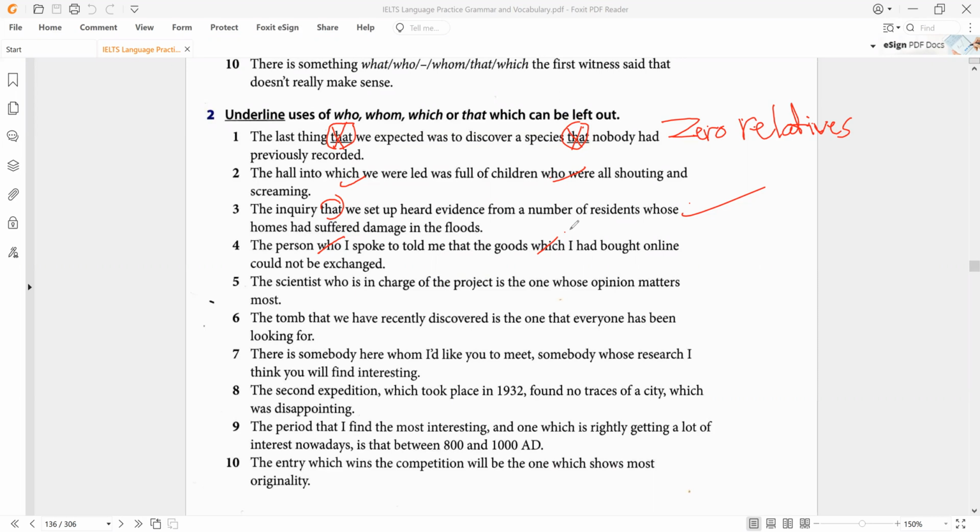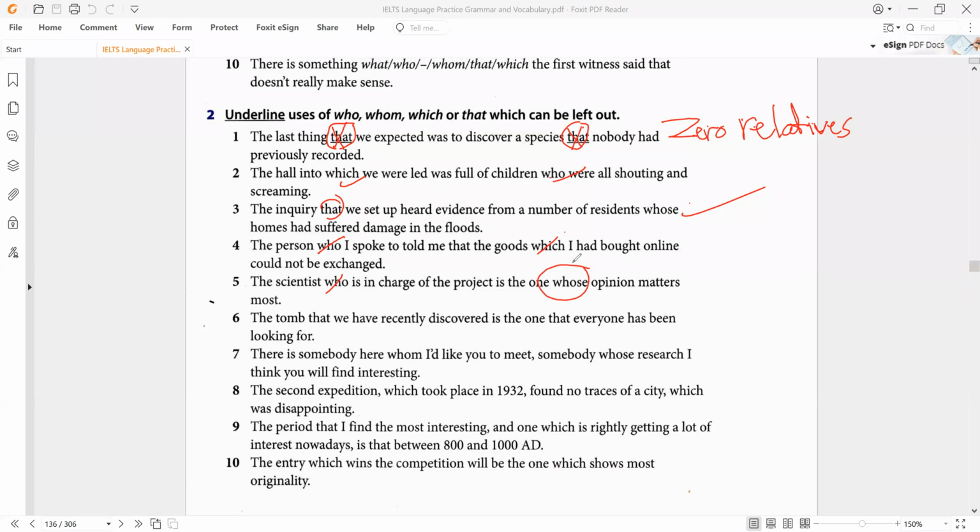We can't delete who, the scientist who is in charge. We can't delete the scientist, both of them. Yes. Okay, so the scientist who's in charge of the project is the one whose opinion matters most. Okay, so we can delete this one, as you said. But how about who's here? Teacher, we can't delete it, who, yeah? Okay, the scientist is in charge.